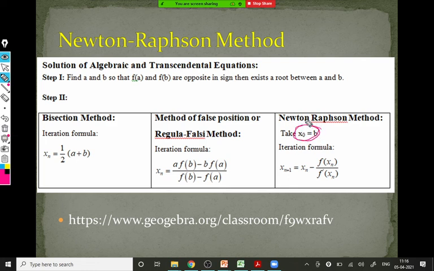But the Newton-Raphson method is doubly convergent, meaning it has a convergence rate of 2. The meaning of a convergence rate of 2 is that in one step it gives us two correct decimal places. That is the convergence rate of 2 for Newton-Raphson, but the first two methods have a lesser convergence rate.